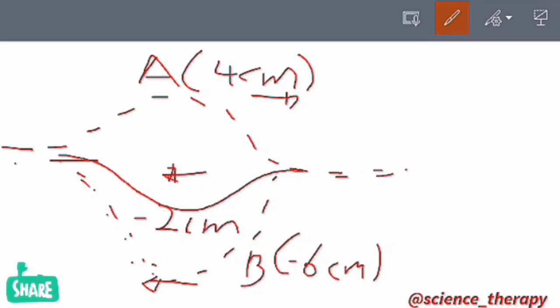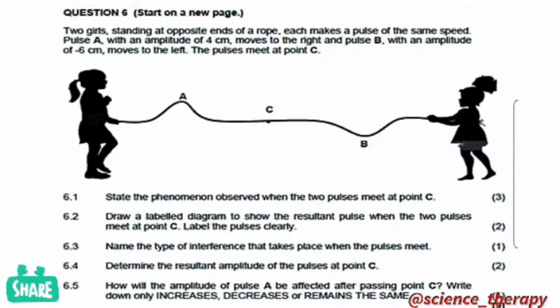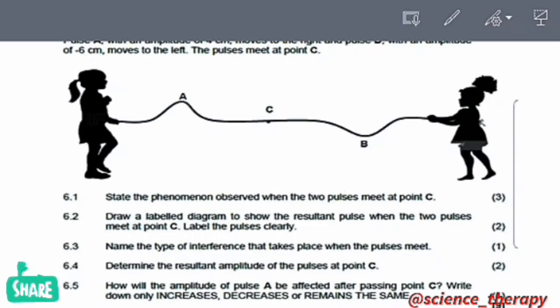So what do we have here? The interference that we have is obviously a destructive interference because it gave us a resultant pulse of a lower amplitude. Now 6.3 says, name the type of interference that takes place when the pulses meet. We've already said that. We said it's destructive interference.